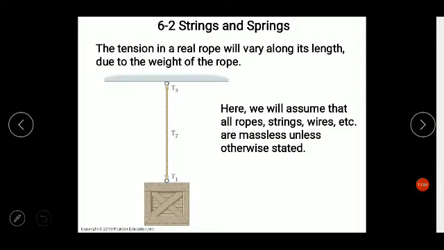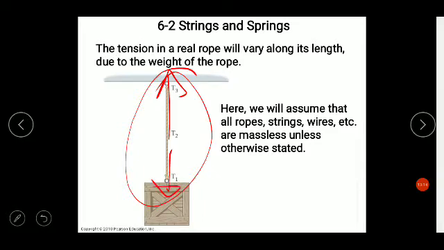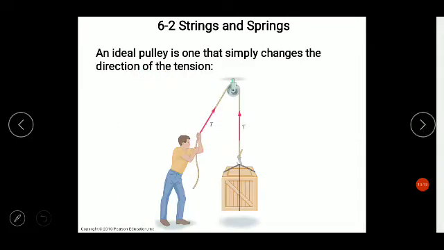But to simplify the problem, we have to consider the rope to be massless. So in here, you have the rope, and of course the tensional force is acting on the rope.